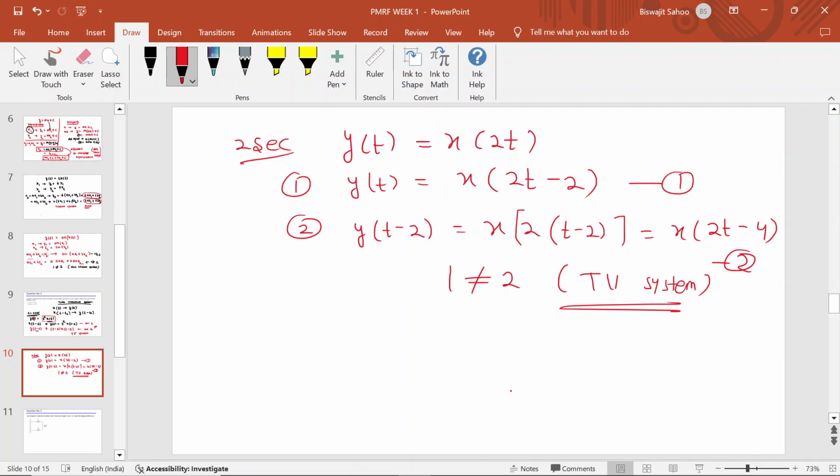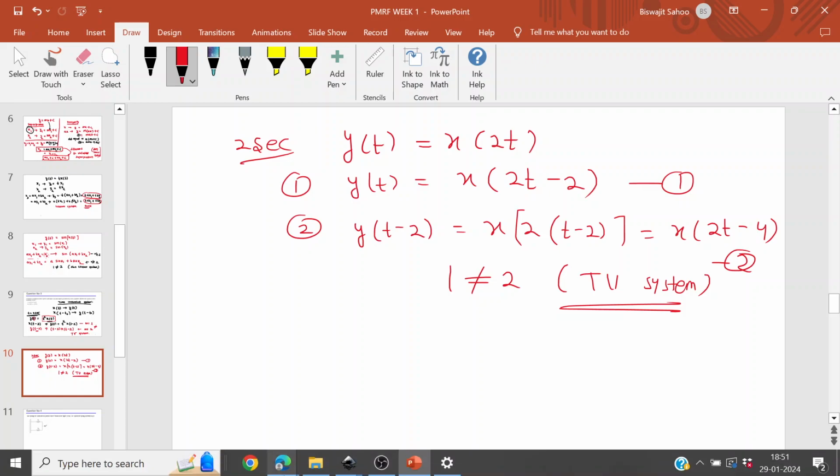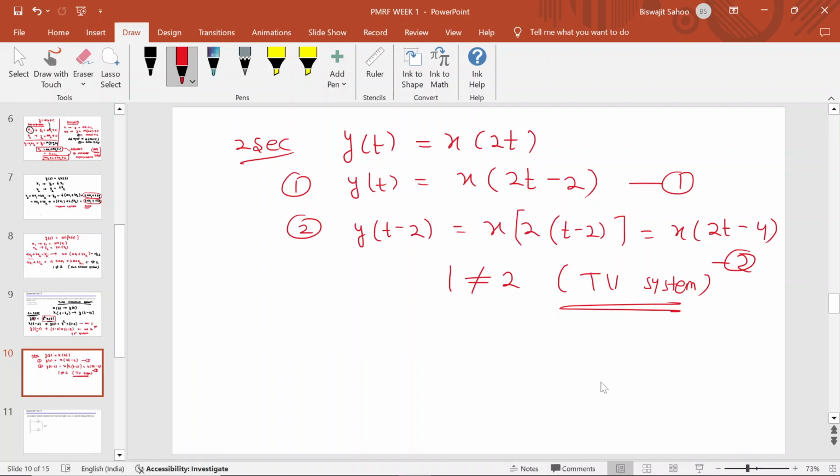No, no. Whatever x of t is there, just delay that value. Suppose x of cos t is there, then what do you have to delay? x of cos t minus 2. Okay, so only change that value.